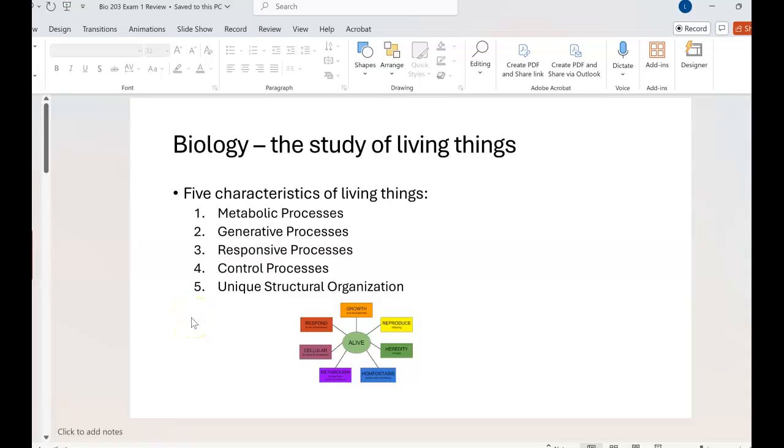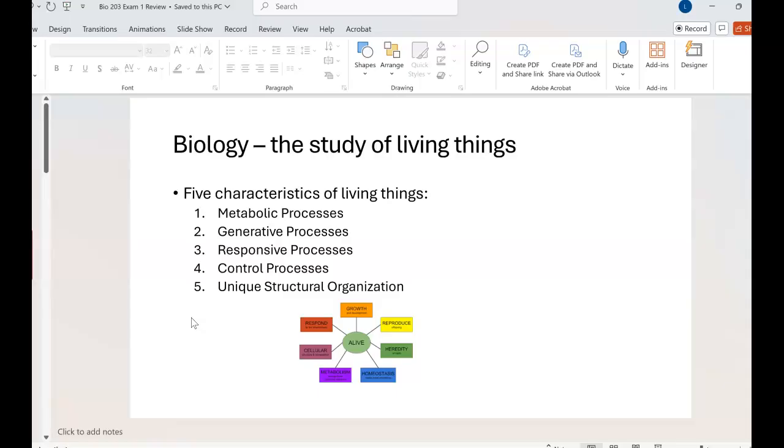Another thing that we talked about were the characteristics of living things. All living things undergo metabolic processes, and under metabolic processes, we talked about catabolic, breaking things down, and anabolic, building things up. Generative processes, this is the big umbrella that includes reproduction, growth, also healing as well. Responsive, living things are going to respond to the environment. Living things are also going to respond internally. And that kind of brings us to that homeostasis, that balanced internal environment.